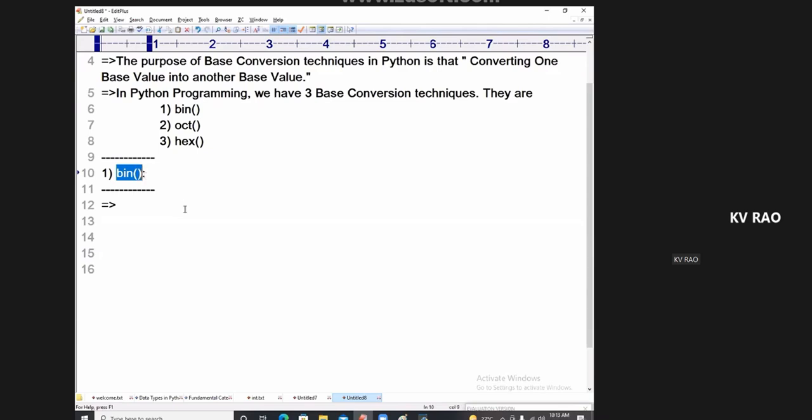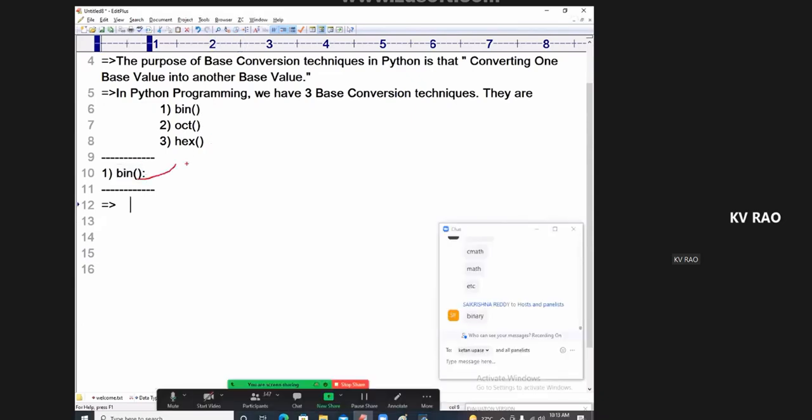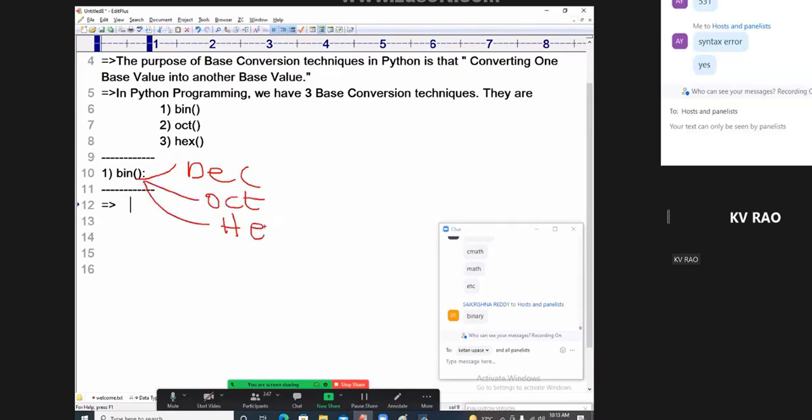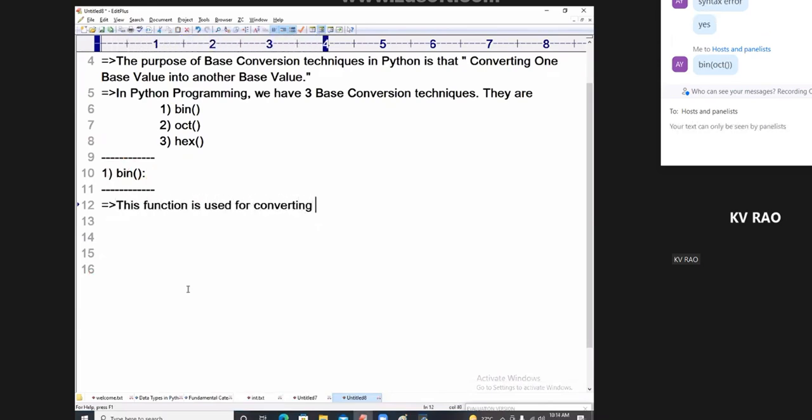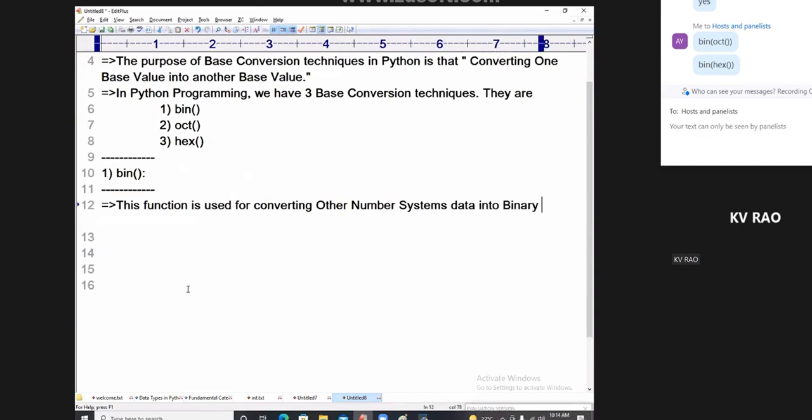The name itself says it, dear students, those who read every day, who practice my examples and come to my class daily. By looking at you, you can understand very easily. The bin function will convert octal data. The bin function can convert decimal data into binary, octal data into binary, and hexadecimal number system data into binary. So understand quickly, the bin function can convert any of the other number systems' data into binary format. Simple. This function is used for converting other number systems data into the binary number system.